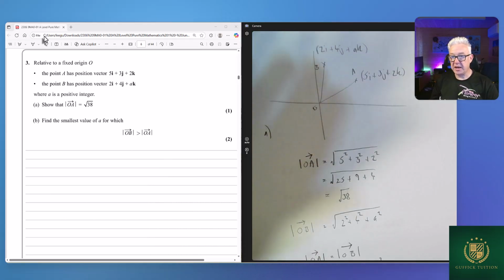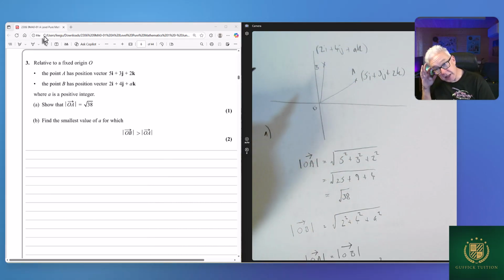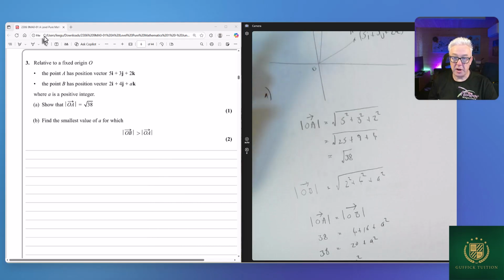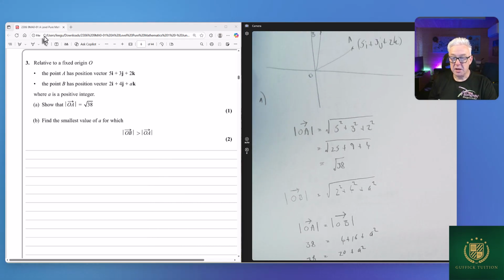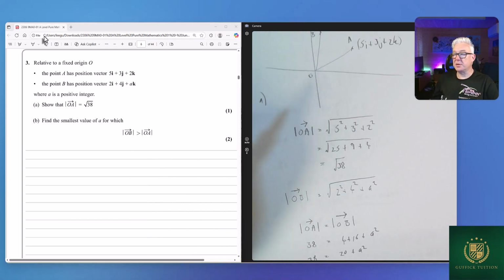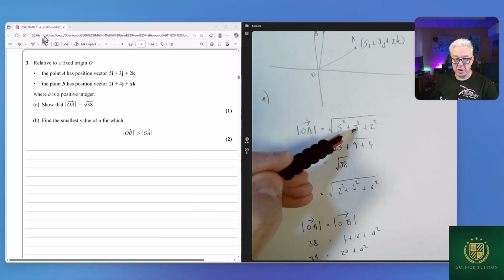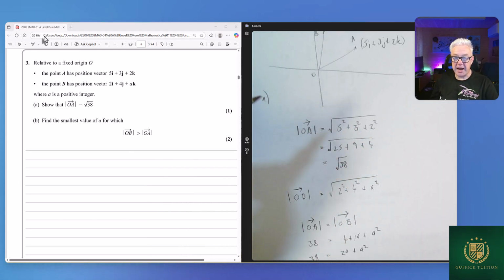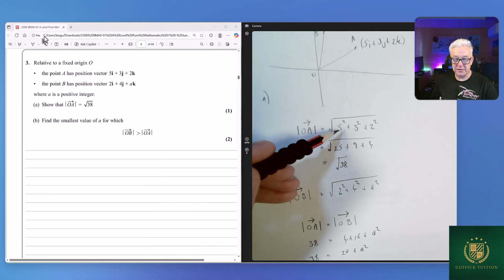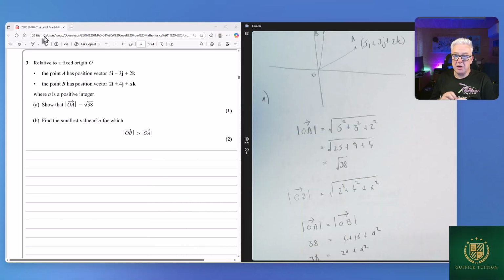I've just represented it here on a little sketch. I don't think I necessarily needed to do that for this question. So part A, the magnitude of OA, this is like Pythagoras applied in 3 dimensions. So we square the i component, the j component and the k component, add them together and square root it. And that gives us 5 squared add 3 squared add 2 squared, which is root 38 as required.